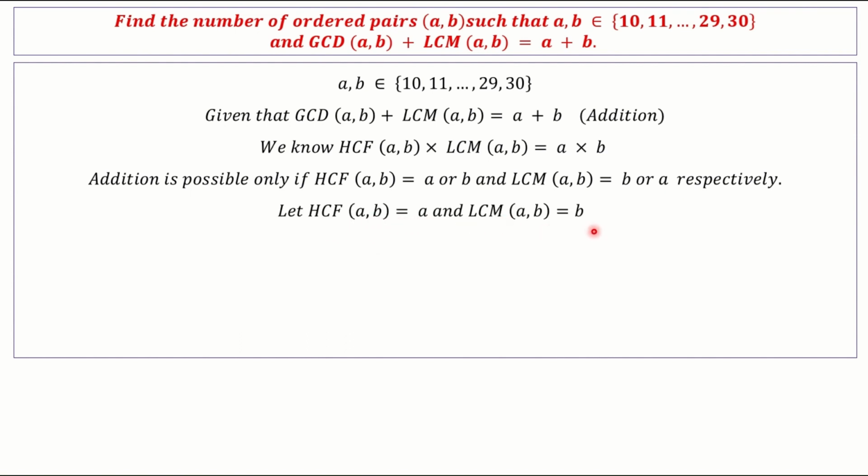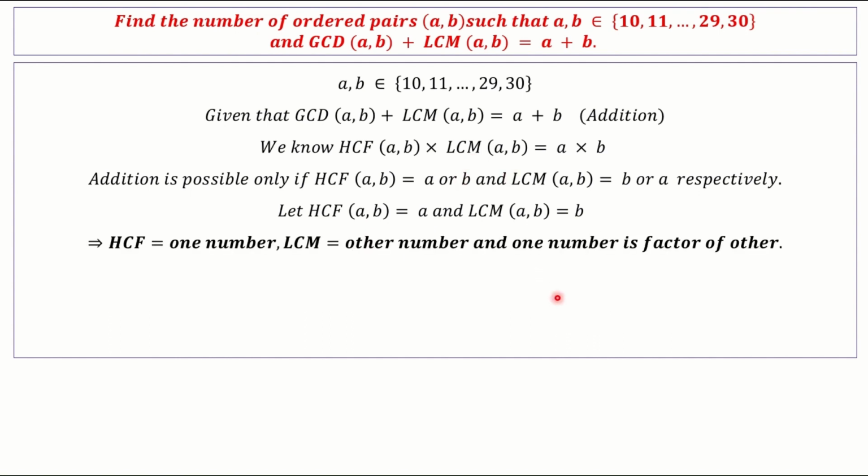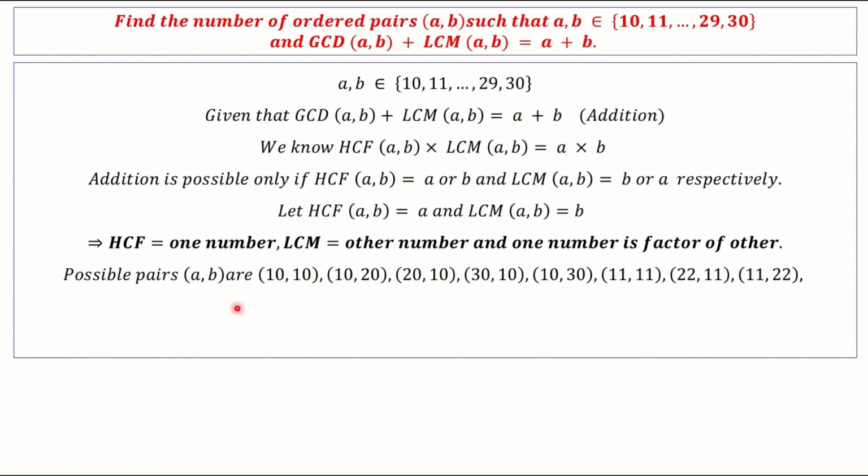So let HCF equal to A and LCM equal to B. HCF is one number, LCM is basically the other number. This is how you should take it. So from this set, A, B should be 10, 10, where both LCM and HCF are the same. Otherwise 10, 20, where LCM will be 20 and HCF should be 10. So you find all the possible values from this set where A, B are equal to the LCM and HCF values. Basically you will get the factor numbers. 10 is a factor of 10, 10 is a factor of 20.